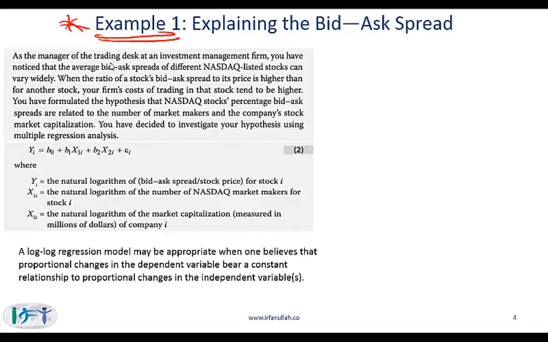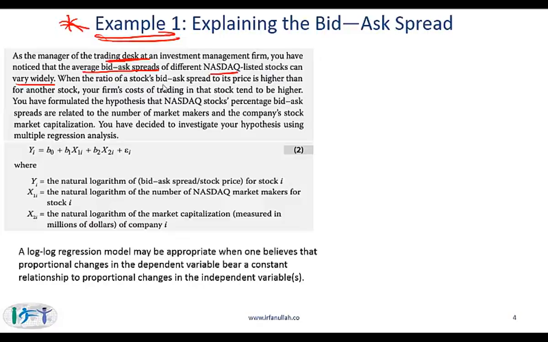As the manager of the trading desk at an investment management firm, you have noticed that the average bid-ask spread of different NASDAQ listed stocks vary widely. The good thing about this example is that it's very related to what we studied. So we are looking at the bid-ask spread, and I hope you know what that is. We've studied that at level 1. So you are noticing a disparity. There is a range in that bid-ask spread.